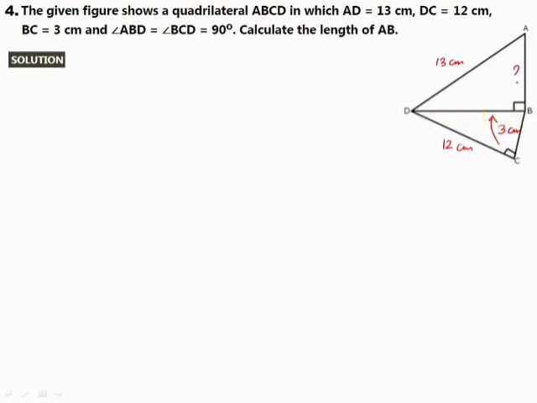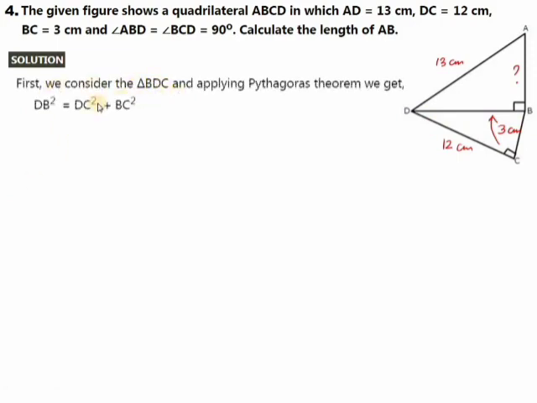If you look at the solution, we will consider triangle BCD, and from here you see that BD is the hypotenuse, so that's why you get BD square, or DB square, both mean the same. Hypotenuse square is equal to perpendicular square plus BC square. DC is given to be 12 and BC is given to be 3. So put the values, and you get 144 plus 9, which is exactly DB square is 153. So DB square we got to be 153.